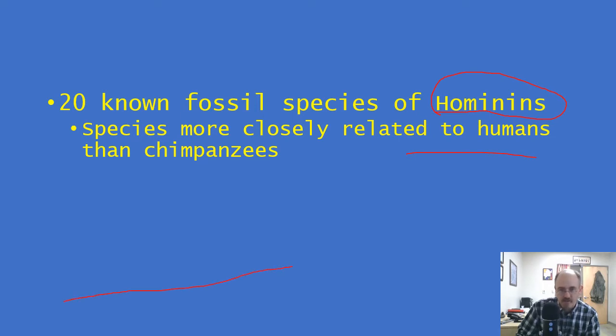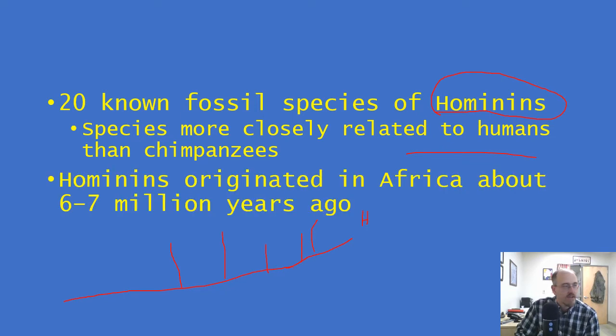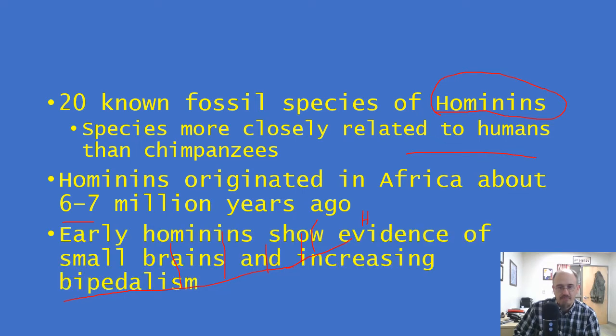So if we drew a cladogram, you know, this is a bad cladogram, but let's say there's chimpanzees, and let's just say right here is humans. These are species that evolved after the split from chimpanzees. So they're more related to us than they are to the chimpanzee. And they originate, based on the best evidence, in Africa 6 to 7 million years ago is when these hominids show up, so when we split from the chimpanzees.